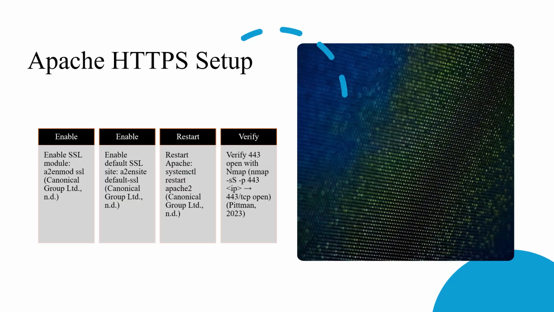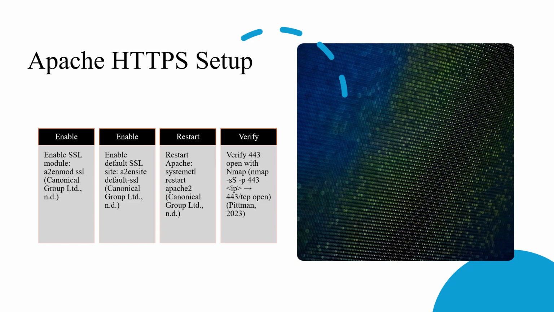Now, I will discuss the steps for enabling SSL on Apache web server. First, we enable the SSL module. The command is a2enmod ssl. This allows Apache to handle encrypted HTTPS traffic.